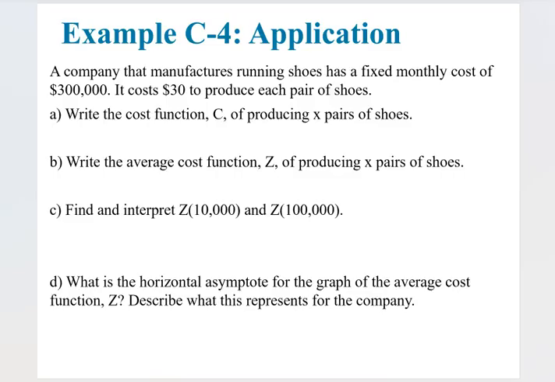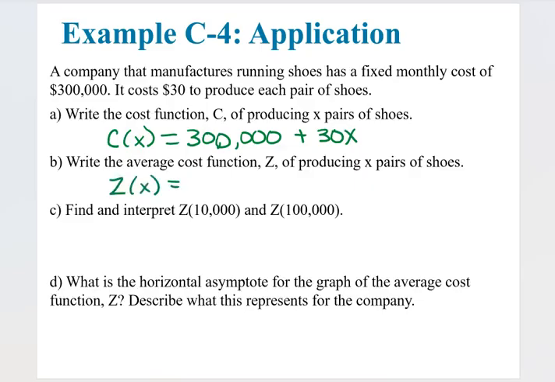All right, so write the average cost function for producing these shoes. All right, so my cost function is going to be my fixed costs, which are the $300,000, plus my variable cost, which is 30 times X. So $30 for the raw materials to do each pair of shoes. All right, write the average cost function, which today is called Z. So Z of X is going to be that cost function, so 300,000 plus 30X, and we're going to divide it by X. So there is my average cost function.